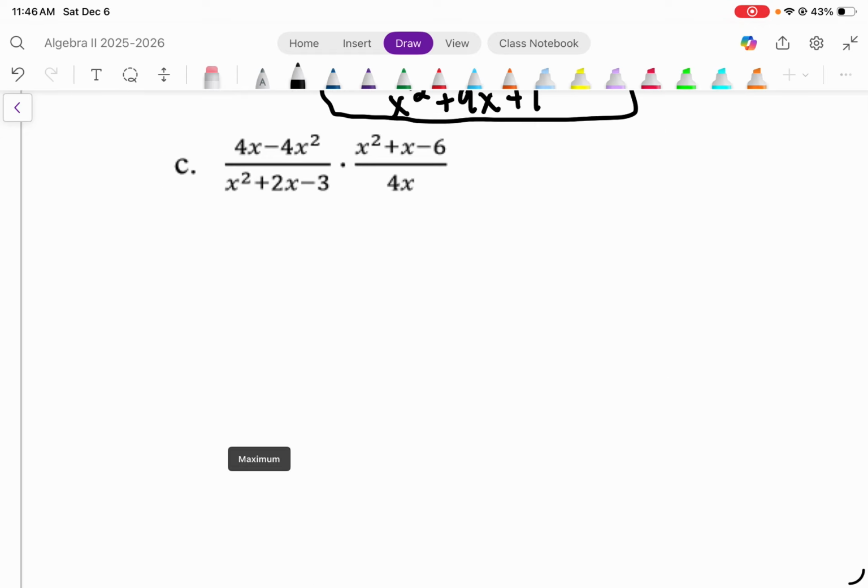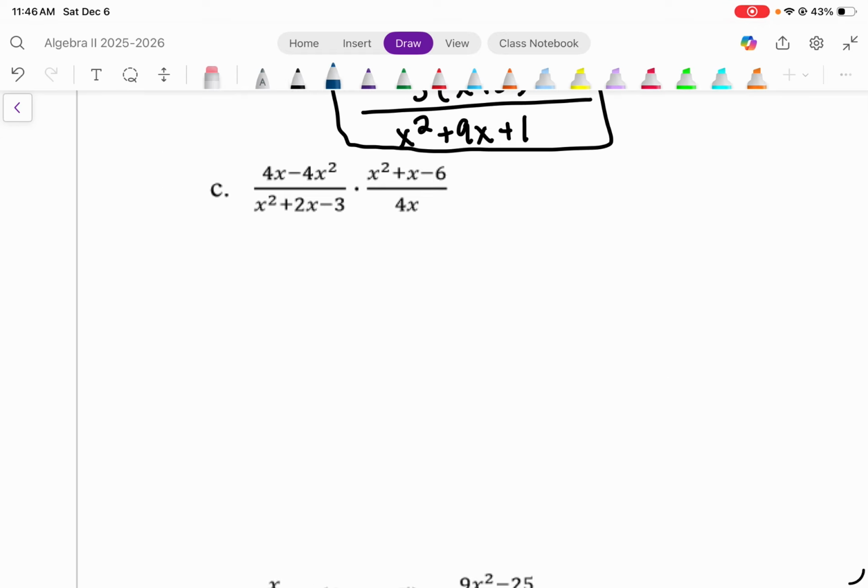Okay, so for this one, we're going to start off with factoring. So this top one is not in standard form. I'm going to change it so the x squared is first. Now remember, when the term in front of that x squared is negative, you need to factor out a negative with it. So I'm going to factor out a negative 4x from both of those terms, and that will leave me with x minus 1.